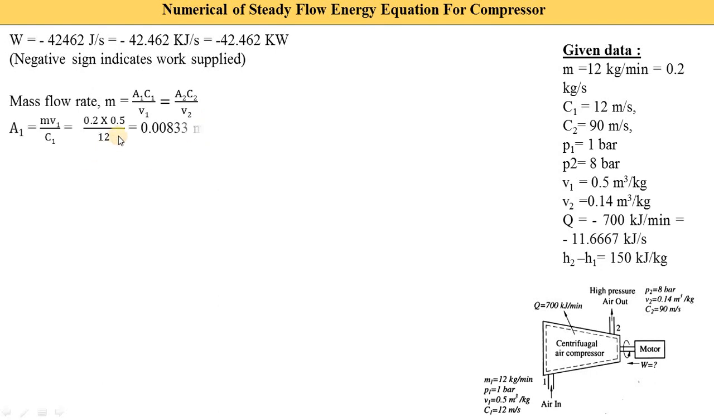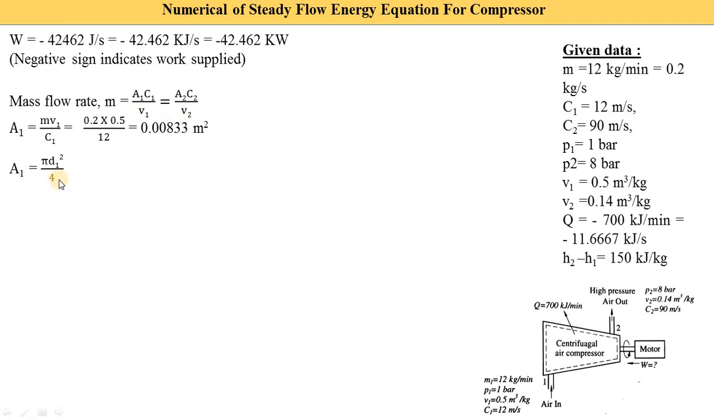Now we convert this equation into the form of the area, first for A1. The specific volume goes to the left side, so it is multiplied with M. So here MV1 is written, and C1 goes in the denominator. Now we put in the value of mass, that is 0.2, specific volume 0.5 and C1 is 12. We solve it in the calculator and get the answer 0.00833 meter square. From this area we are able to find out D1.